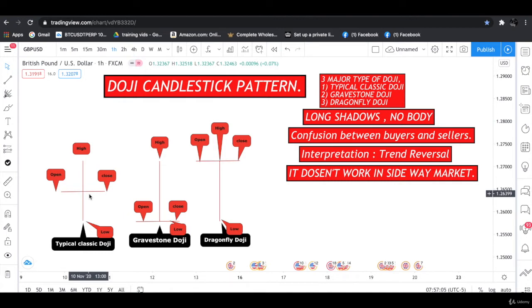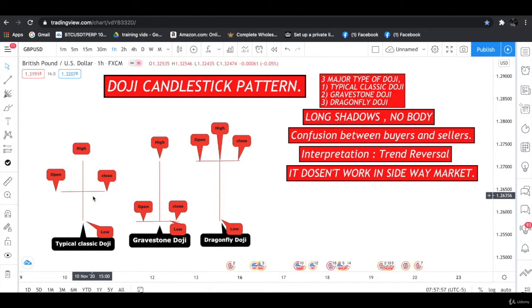This is the typical classic Doji candlestick, also known as the long-legged Doji. This is the Doji which you will find mainly on the charts a lot. You can see it has long shadows but no body at all. Here is the opening price and here is the closing price. This is the high and the low. The opening price is very close to the closing price, as you can see over here. They are basically sticks, no body at all.